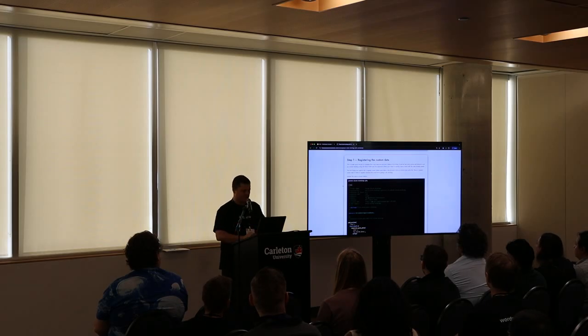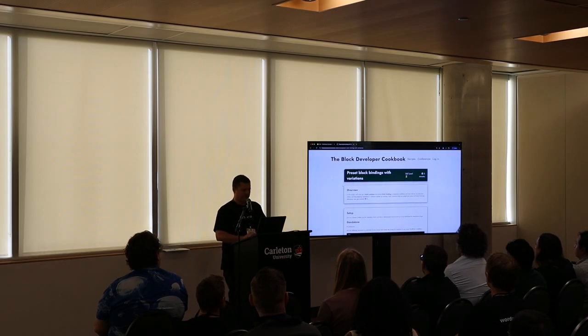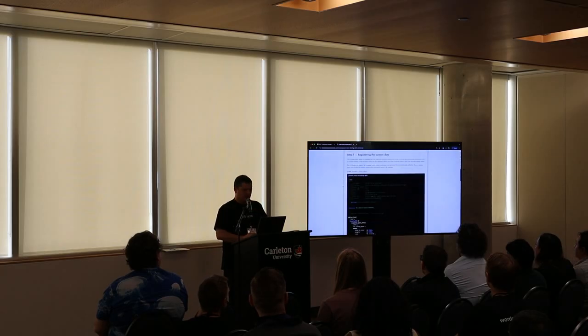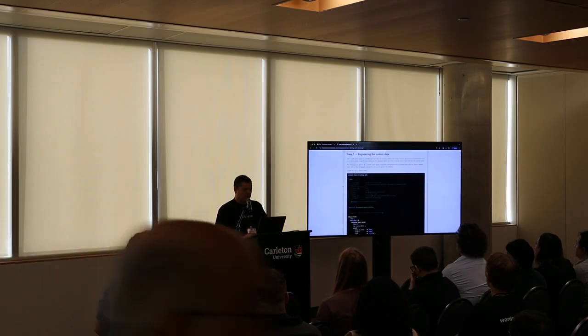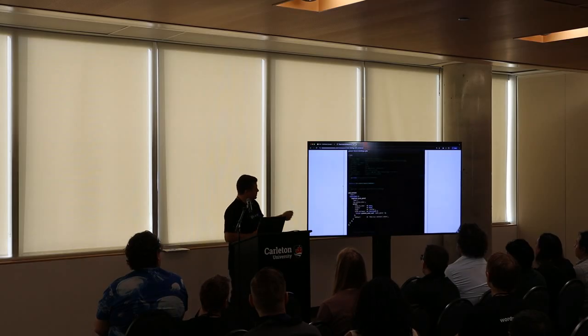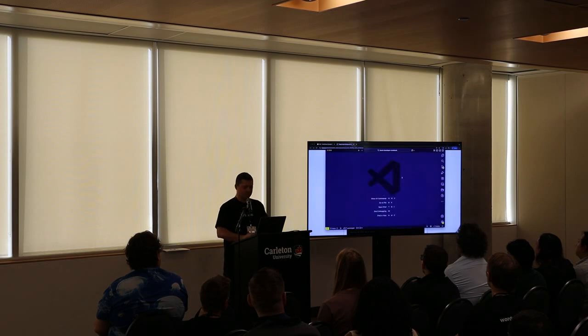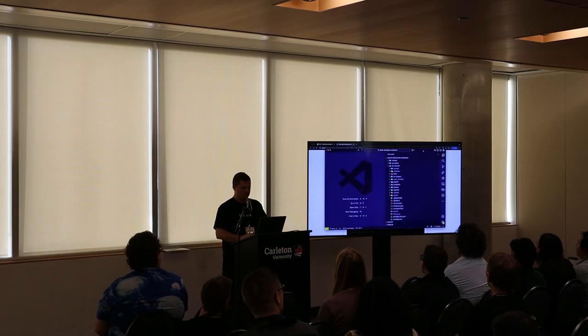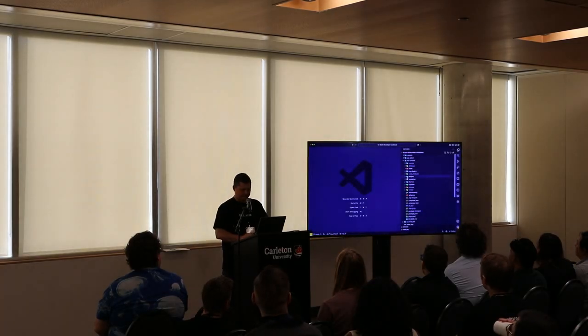So the first thing, which one is this? Preset bindings with variations. Okay. So this is basically how block bindings work. What we want to do is register a piece of custom post meta. So if I jump over to here and I get my code open, is that zoomed in enough?